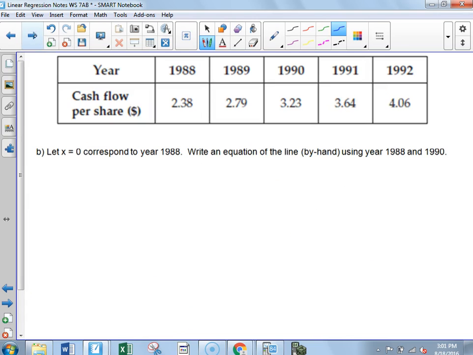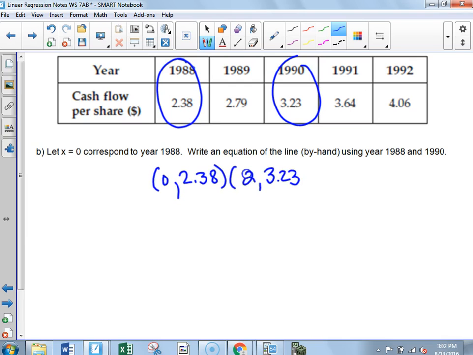Okay, the next thing we're going to do is by hand calculate. It says let x be 0, be 1988. Write an equation of the line by hand using years specifically 88 and 90. So using this data point and this data point. What are the ordered pairs for those 2 points? 0, 2.38, and 2, 3.23. Okay, equation of the line.